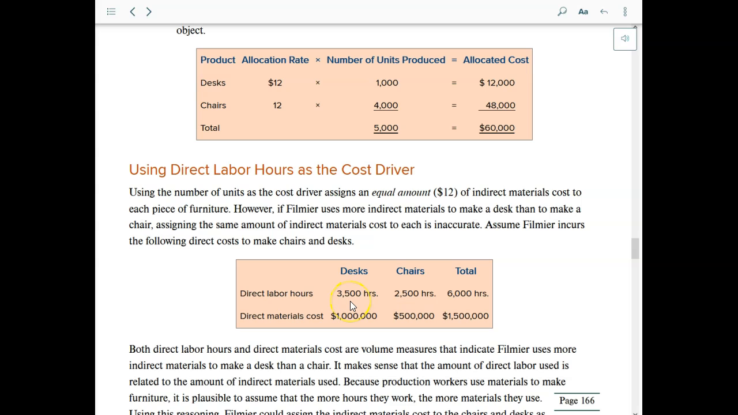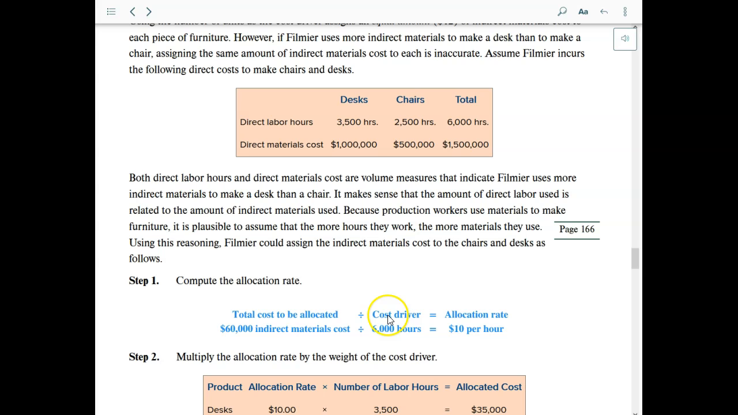We spend 3,500 hours making desks and 2,500 hours making chairs. So 6,000 hours. We have the direct material cost. We're going to use this in just a minute, I believe. We're going to concentrate on direct labor hours right now. So if the cost driver will be hours, 6,000 hours, and we have $60,000 of indirect material costs we have to allocate to the product, then divide, that's going to be $10 per hour. So if we spend 1 hour on a chair, we're going to allocate $10 to the chair. If we spend 1 hour on a desk, we'll allocate $10 to the desk.